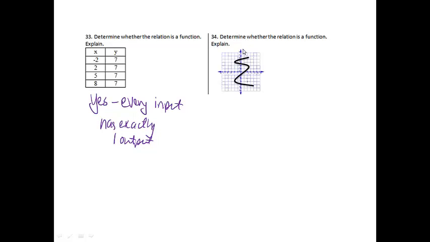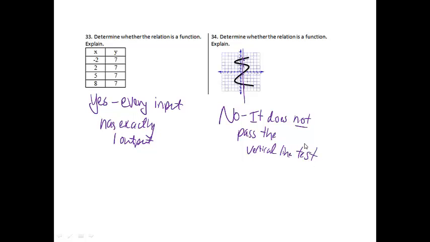Well, if we have a graph, it's easiest to do the vertical line test, and I'm just going to draw one vertical line, and notice that vertical line passes through 1, 2, 3, 4 times, so definitely a no on this one. It does not pass the vertical line test. The vertical line, remember, is only allowed to pass through the relation one time.